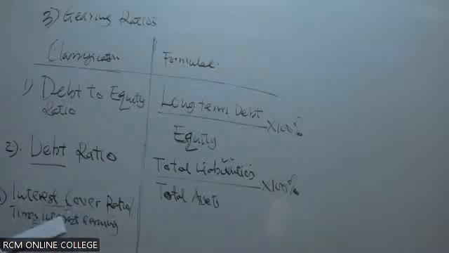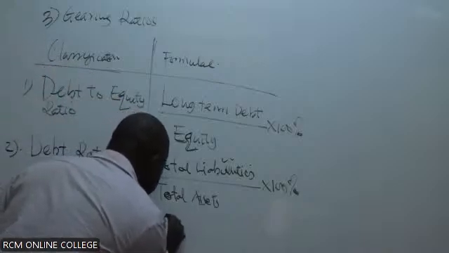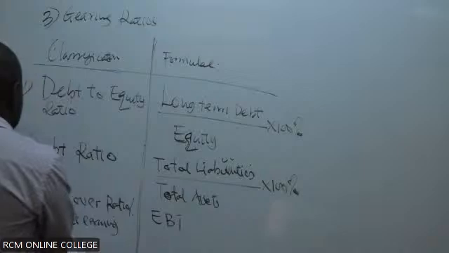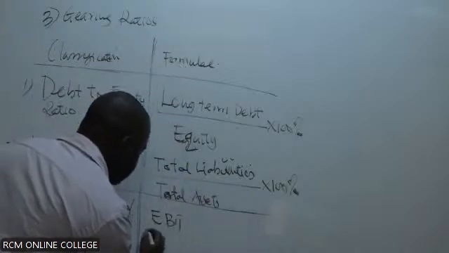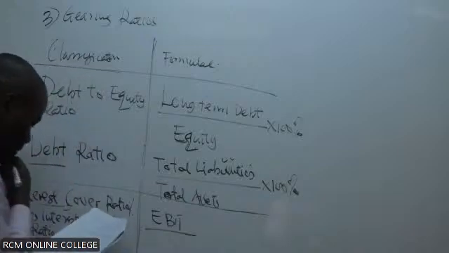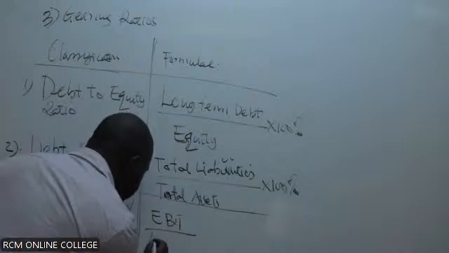So to get the interest cover ratio, you take the EBIT. This is the formula: EBIT, you divide by interest expenses.